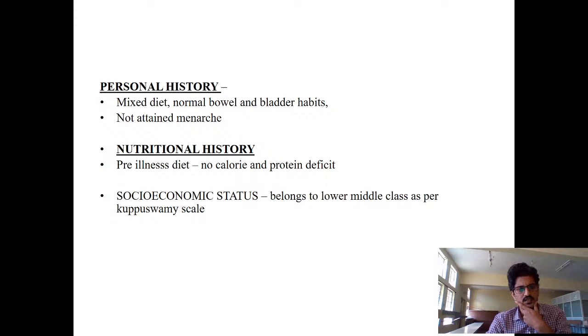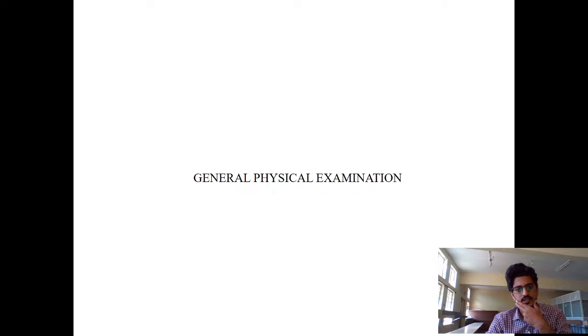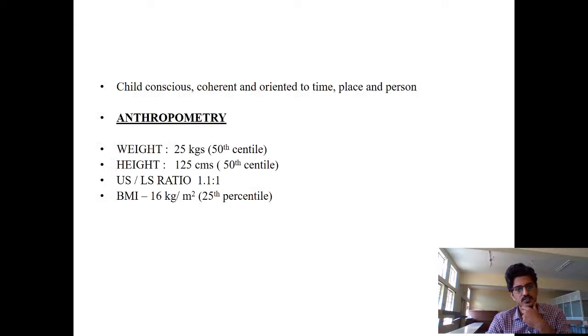So at 8 years, not attained menarche, so we can wait. Nutritional history: pre-illness diet, no calorie and protein deficit, and socio-economic status belongs to lower middle class as per Kuppuswamy scale. So, general physical examination. The child is conscious, coherent, and oriented to time, place, and person. Coming to anthropometry, the weight is normal, appropriate for age.